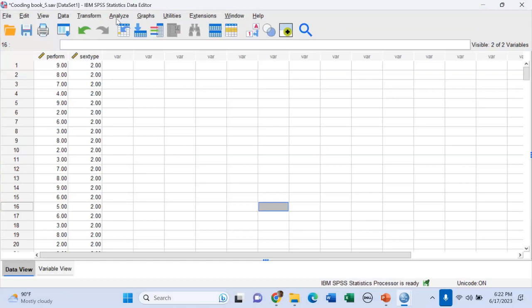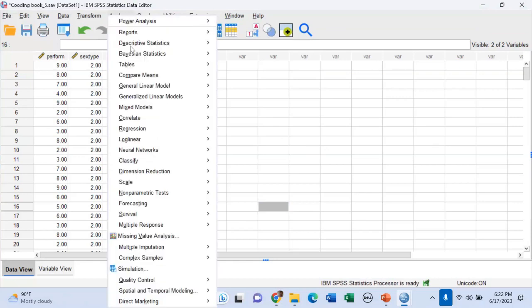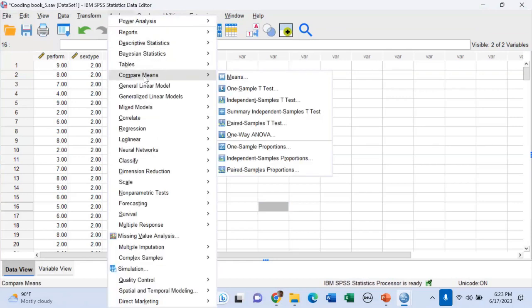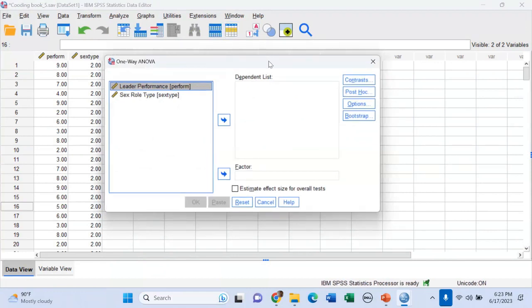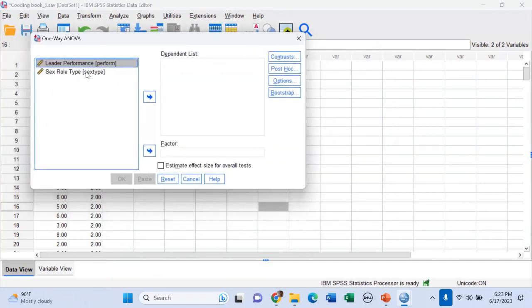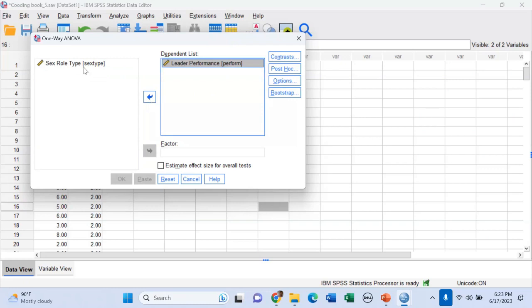To conduct the one-way ANOVA test, go to Analyze, Compare Means. We have the option called One-Way ANOVA. Here, leader performance and sex role type. Now, leader performance is going to be the dependent list, the dependent variable. Sex role type is going to be the factor list. Okay.